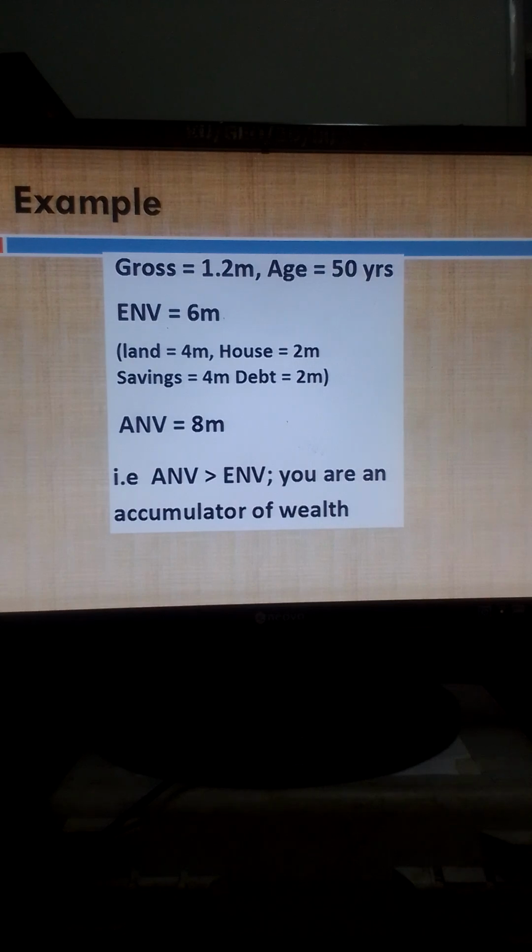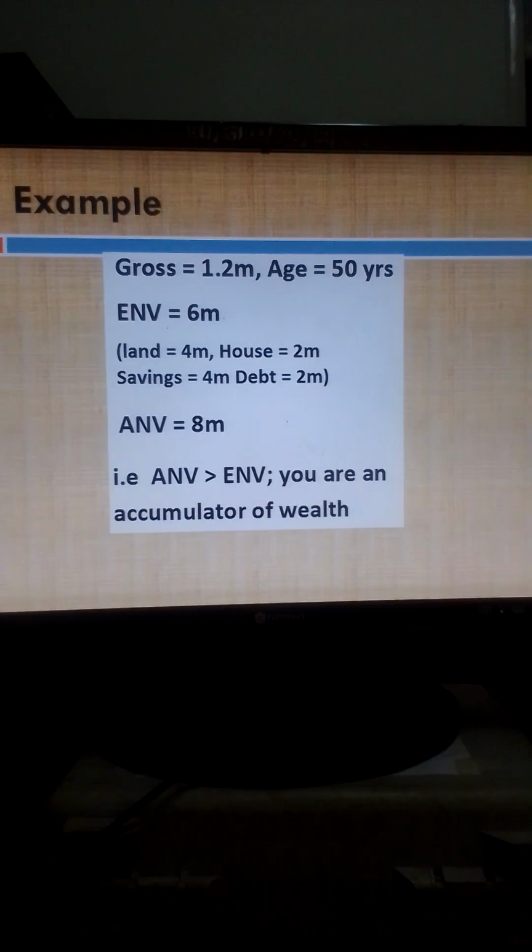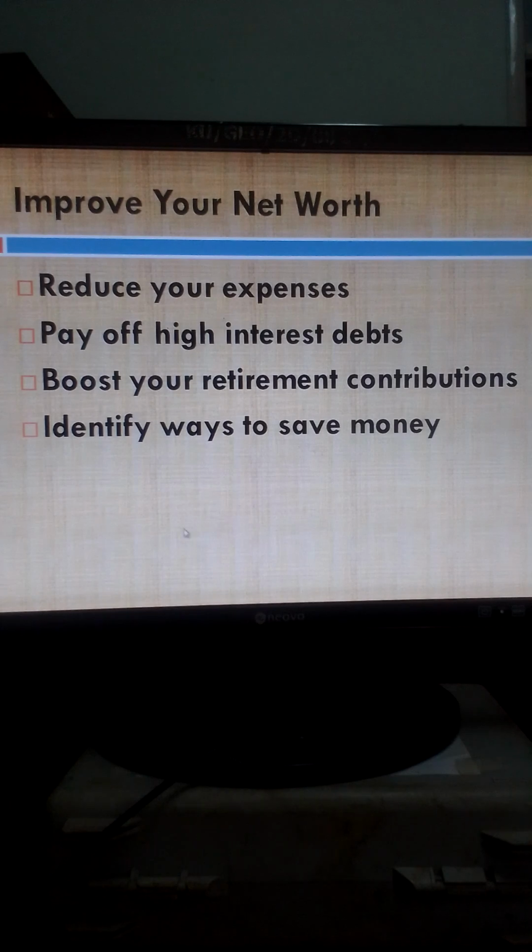Now let's see ways that you can use to improve your net value. That is, if the actual net value is less than your expected net value. So we find that you need to work on your expenses, reduce your expenses, just go for what is necessary, pay off high interest debts, right? You need to boost your retirement contributions because these are your savings. You also need to identify ways to save money, right? So that's how you can improve on your net worth.